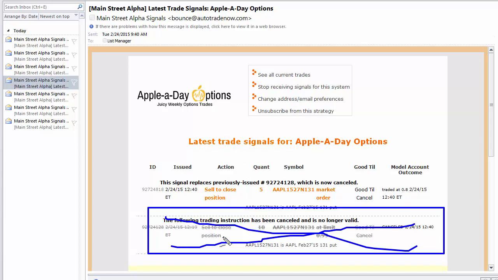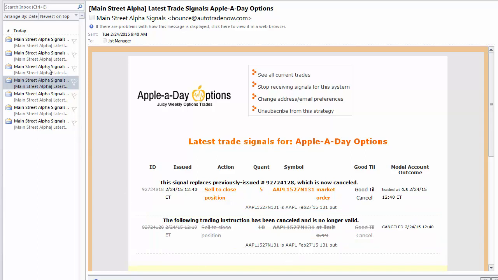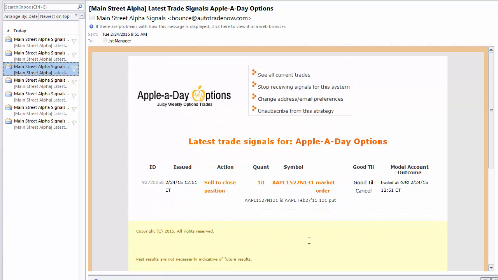So this is the next order. We initially bought 10, the system bought 10, then it was going to sell 10 at 99 cents. Instead it canceled that order and sold half of them, 5 at that particular price. Let's see what happened next. Then it's sell to close a little more at 92 cents. So as it turned out here, sell to close 10 Apple, market order, and it closed at 92 cents.